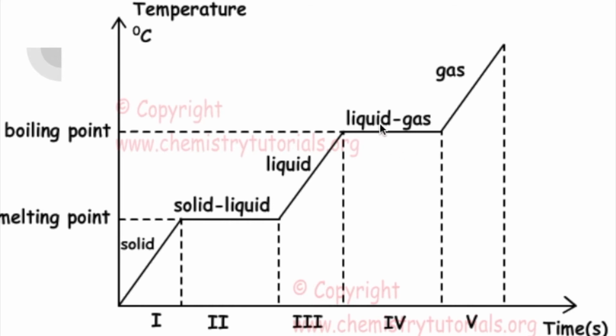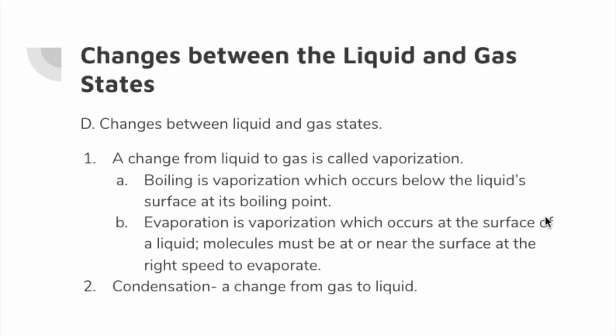We've got boiling points between liquids and gases. We've got melting points between solids and liquids. We'll talk a little bit more about that change between a liquid and a gas and how we have what would be vaporization or a boiling point to consider. Changes between the liquid and gas are on page 112.